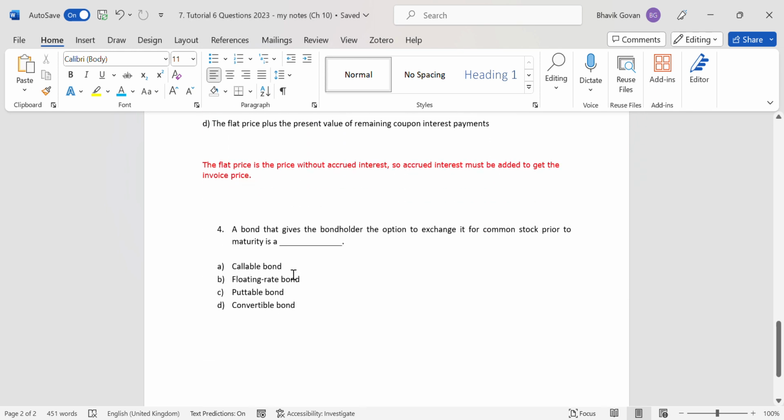Then finally, question 4. A bond that gives the bondholder the option to exchange it for common stock prior to maturity is a callable bond, floating rate bond, puttable bond, convertible bond. So the answer is D.